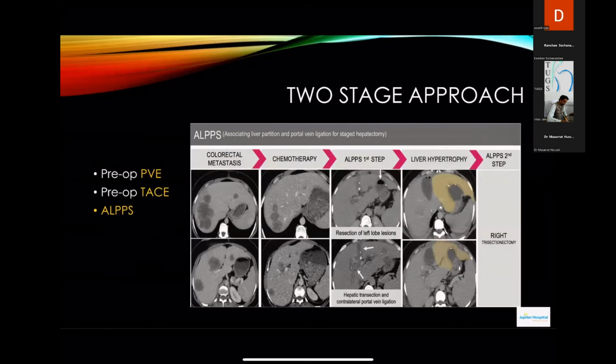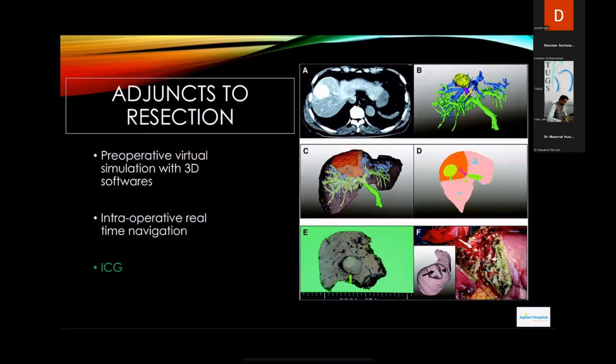There are also two-staged approaches in liver resections wherein patients might require a preoperative portal vein embolization due to low FLR, or might require a TACE for a large tumor, or might require an ALPPS, which is called the associating liver partition with portal vein ligation for staged hepatectomy. And in that case, we can do a trisectionectomy for bilobar liver lesions also.